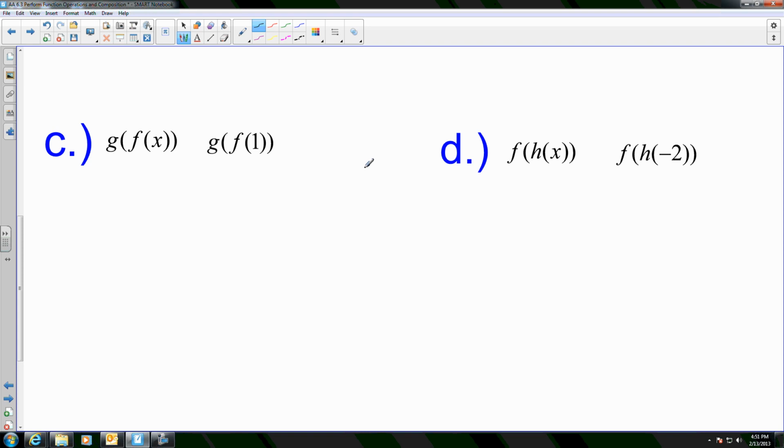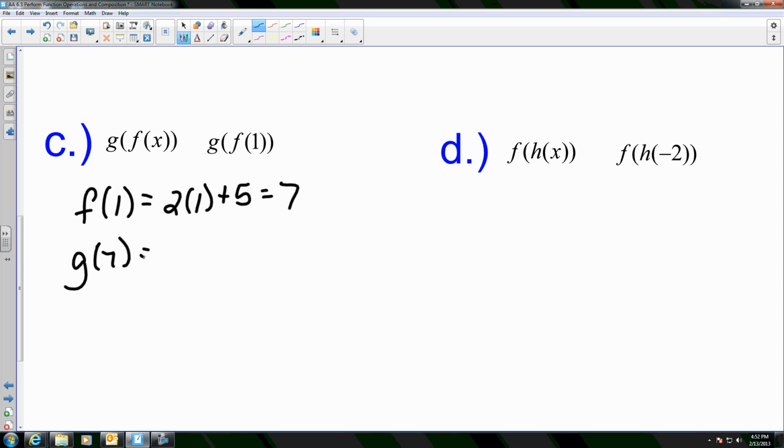For c, I'm dealing with f of 1 first, so I'm going to go f of 1 equals 2 times 1 plus 5, which equals 7. So now I want to find what g of 7 equals, where I got 2 times 7 squared, which 7 squared is 49, times that by 2, that's 98.